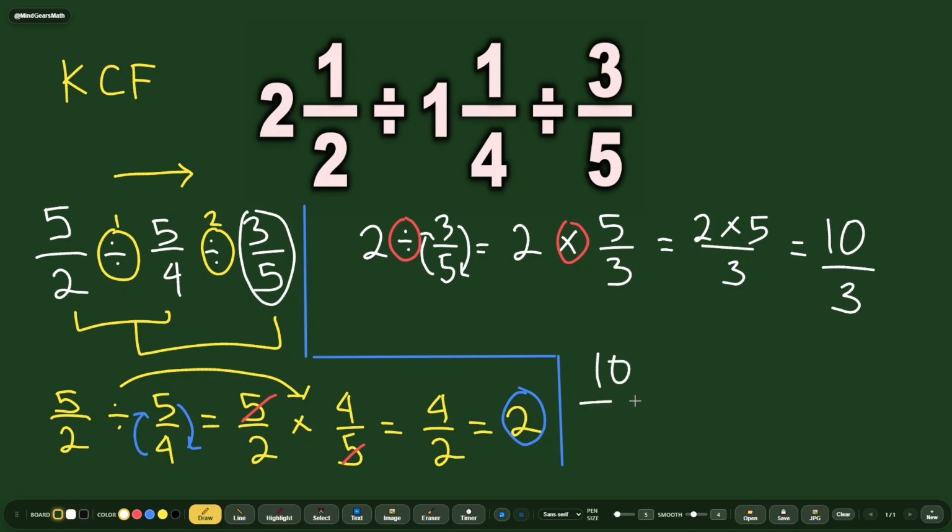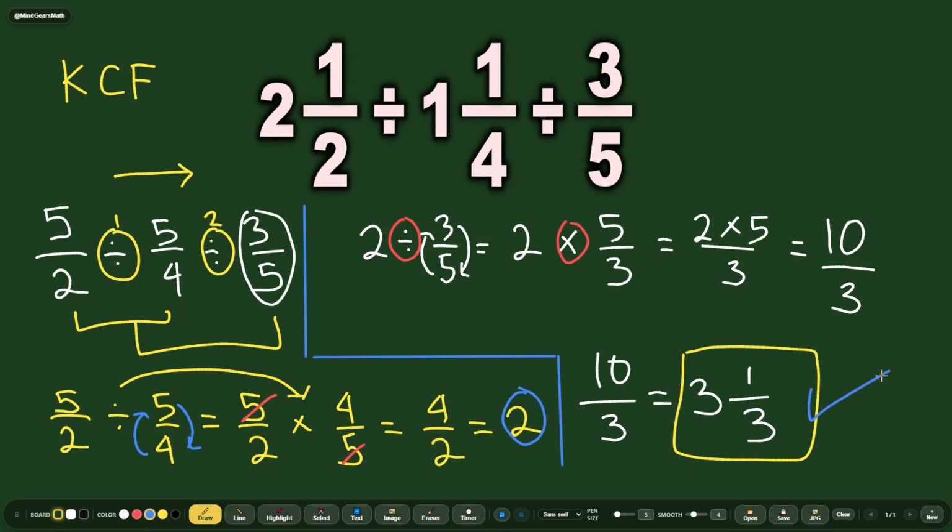Finally, since the problem was given in mixed numbers, it's good practice to write our answer as a mixed number too. 3 goes into 10 3 times with a remainder of 1. So 10/3 is equal to 3 and 1/3. And that's our final answer, 3 and 1/3.